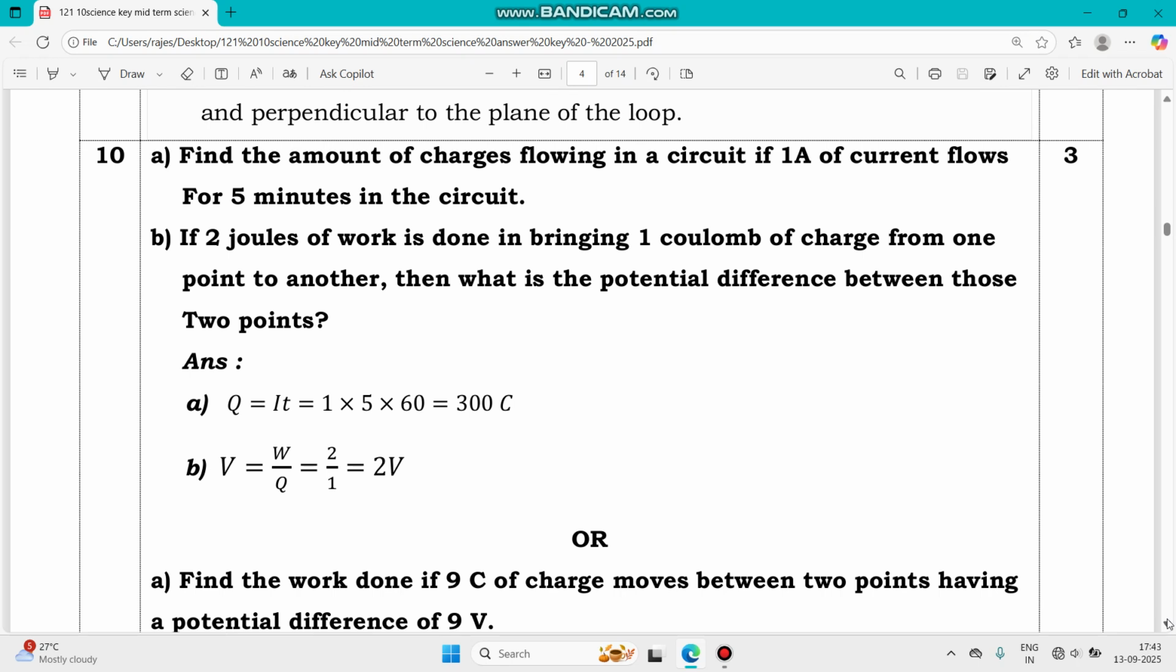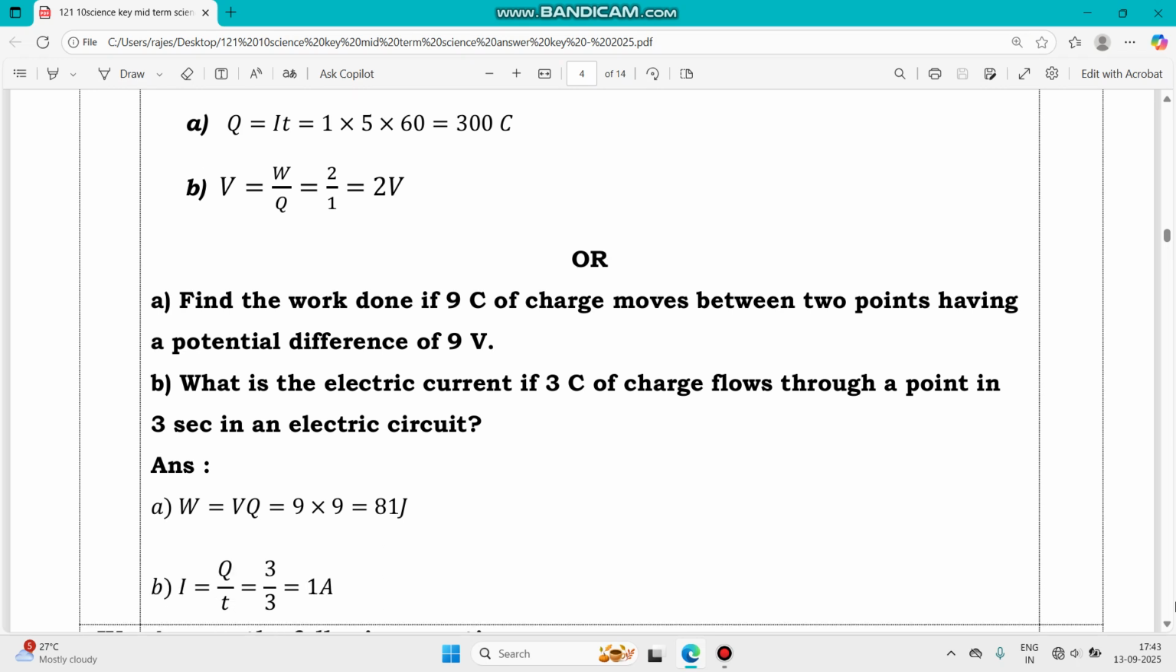So Q equal to I T, we know. So I is 1, T is 5. We will convert the time into seconds. So 60 seconds, 60 into 5, so 300 coulomb. So V equal to W by Q. Here the work is 2 J and Q is 1, that is 2 volt.